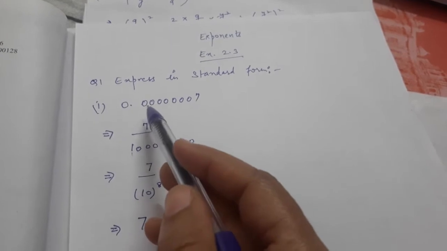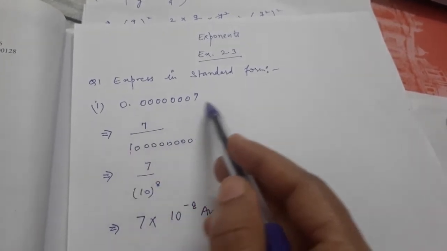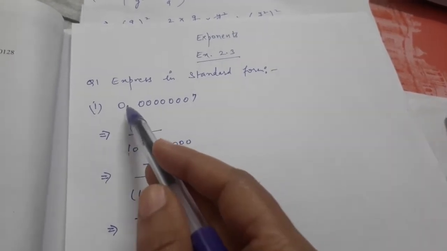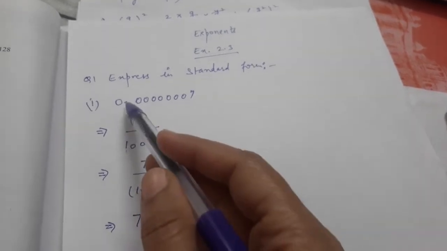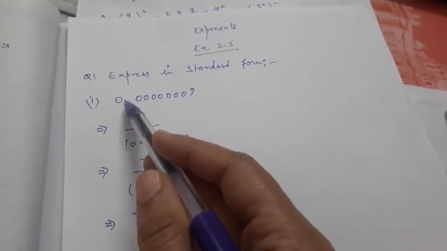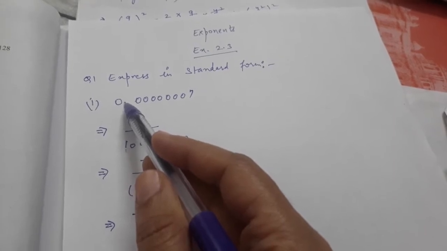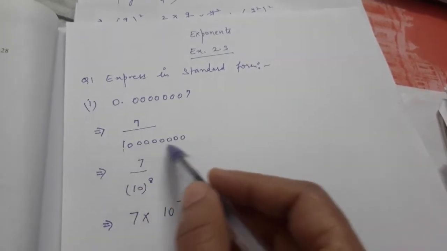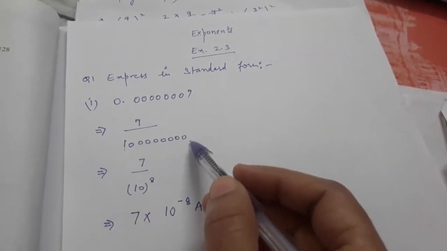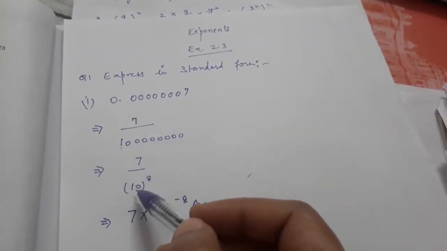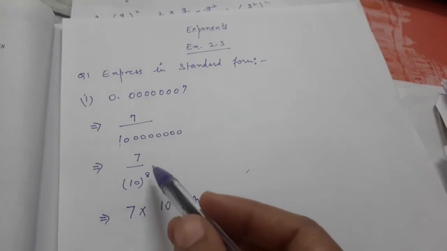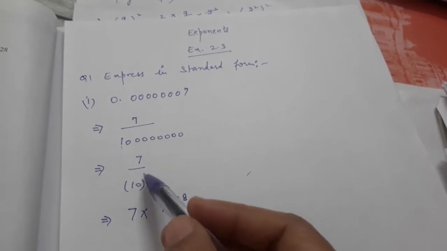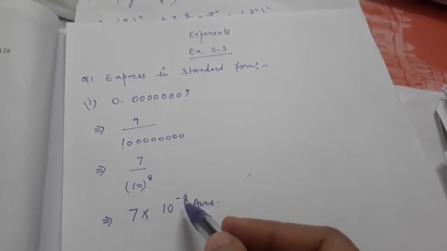So let's revise the steps. First of all, the number is given to us. We will change that one digit number to a fraction with a denominator based on the digits after the decimal. How many digits after the decimal? 1 2 3 4 5 6 7 8. So we will put 8 zeros into the denominator. Then we can write those 8 zeros as 10 raised to the power 8, and as soon as we change this power from the denominator to the numerator, the positive sign of the power will change into the negative sign.